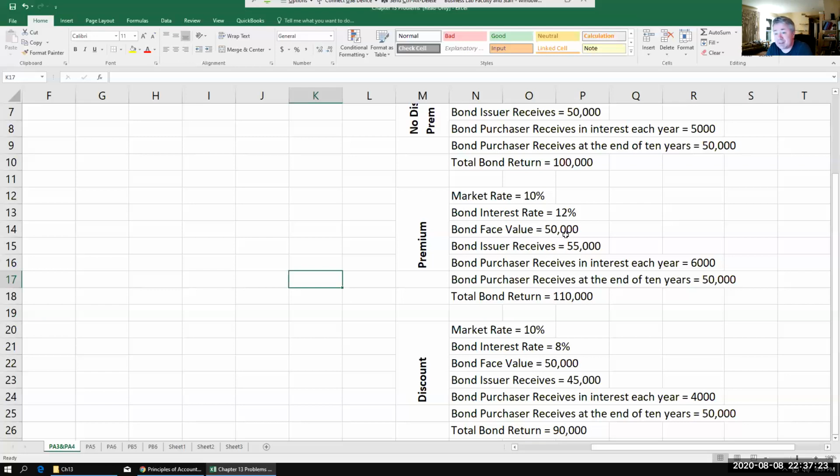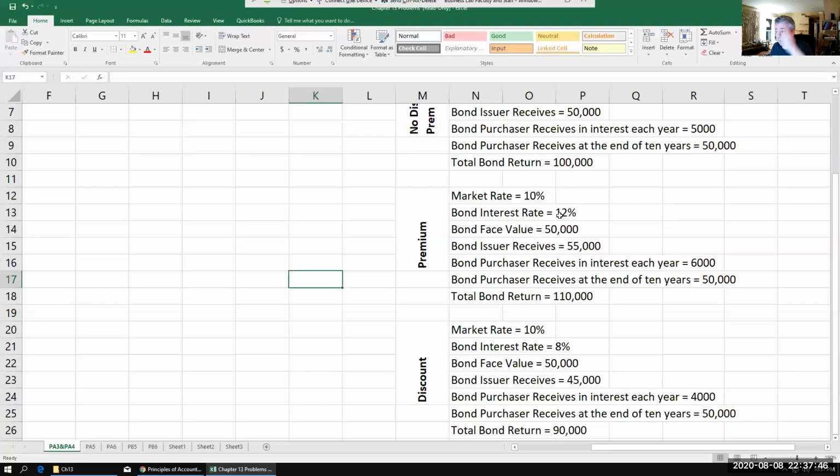Maybe this is the case where the business doesn't have a great reputation. Maybe they have to offer higher rates, right? So maybe they don't get the premium at all. Maybe they just get face value. But in this case, it is an opportunity for the company to get a little bit more than the face value of the bond. Again, all of these bonds in each example is just $50,000, but here we get 55.